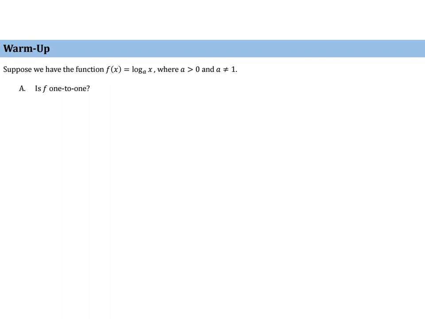So first off, let's look at a function, log base a of x, and determine if that is 1 to 1. In either case, if a is bigger than 1 or if a is between 0 and 1, we only have two possibilities. If a is bigger than 1, our function is increasing. If a is smaller than 1, our function is decreasing. And in either case, our graph passes the horizontal line test, so f is 1 to 1.